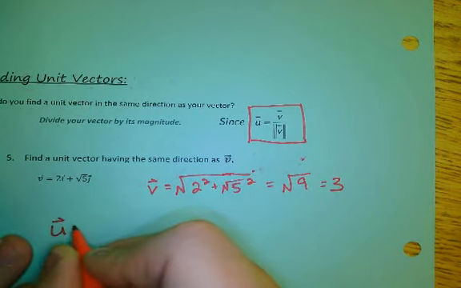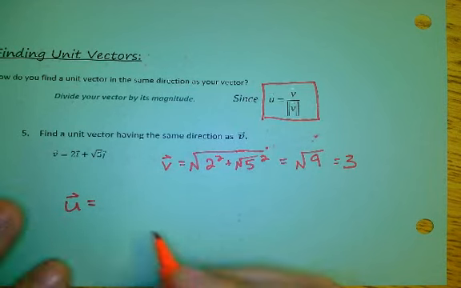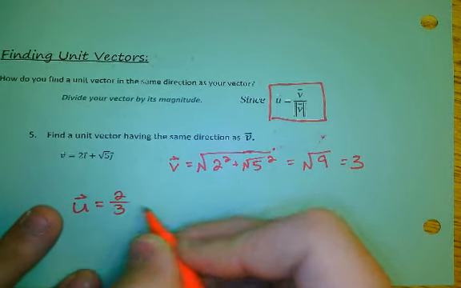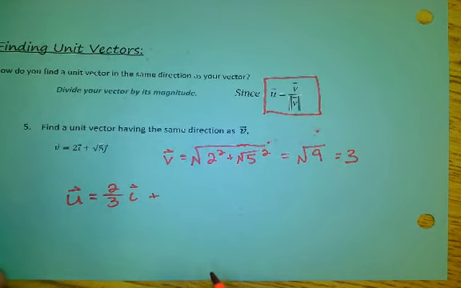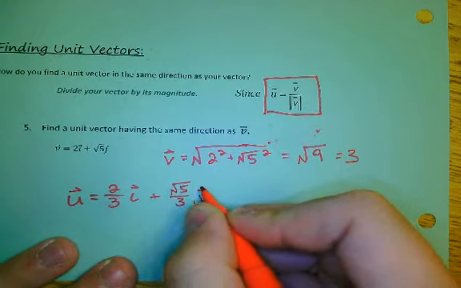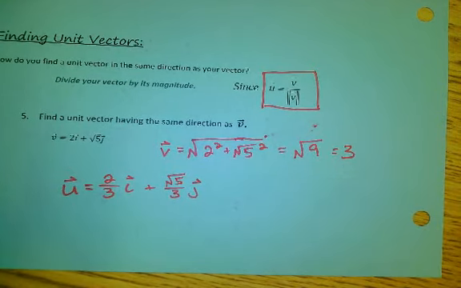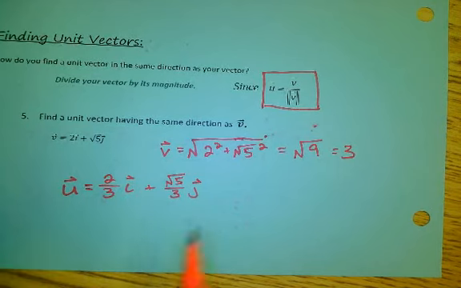So the unit vector is just going to be, just divide these by 3. So it's going to be 2 over 3 plus root 5 over 3. You're just dividing everything by 3. That's it. Because if you were to find the magnitude of this, you'd get 1.